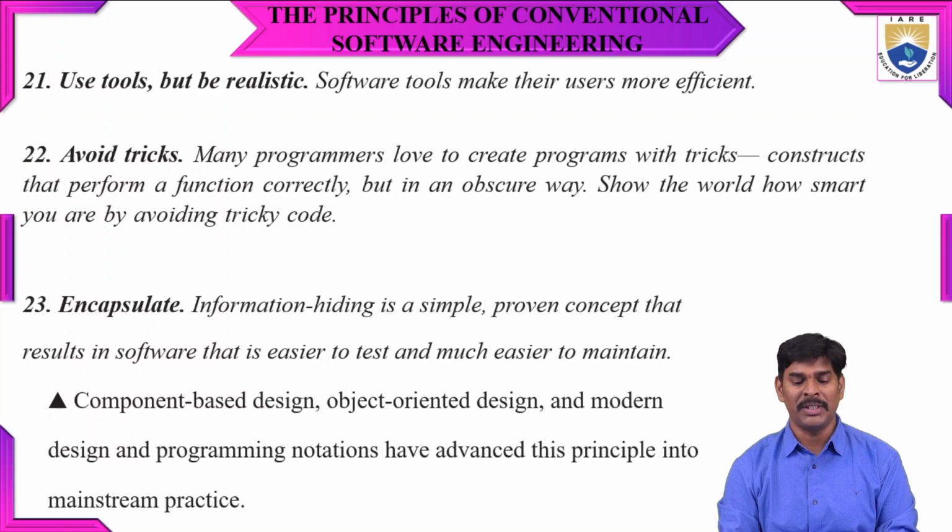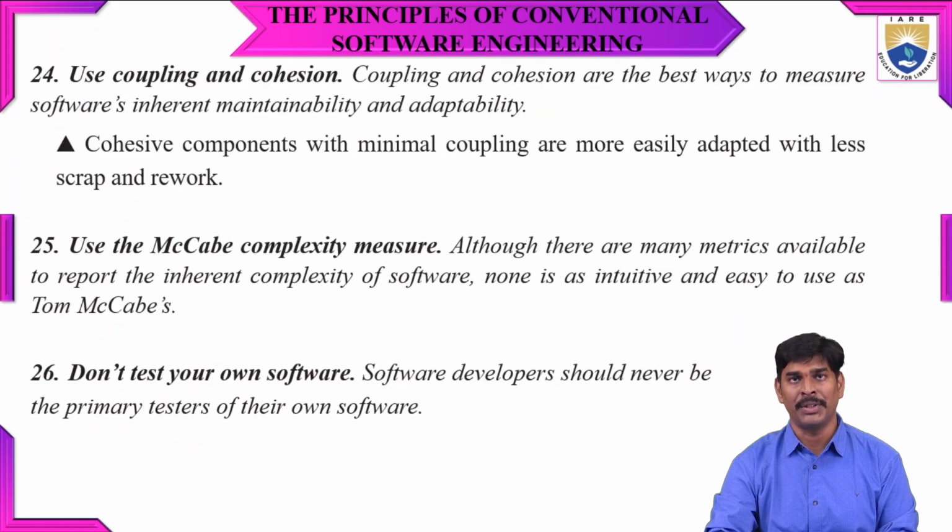Next one is encapsulate. We know that encapsulation is nothing but hiding the information. It results in software that is easier to test and much easier to maintain. So when you are using encapsulation, the information can be hidden. This can be easier to implement and test also. Generally we can consider component-based design, object-oriented design, modern design, and various types of programming notations can be used in these principles while you are using encapsulation. And the next one is use coupling and cohesion.